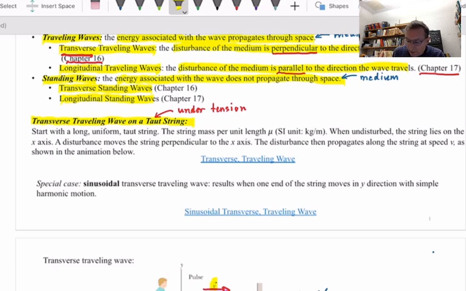We're simply starting with a long, uniform, taut string. Really long. So long that I'm not even worried about what's happening at the other end of it. It's a uniform string. Its mass is distributed out uniformly. And it's taut. It's got some tension that it's under. And another important property of the string has to do with its inertia.